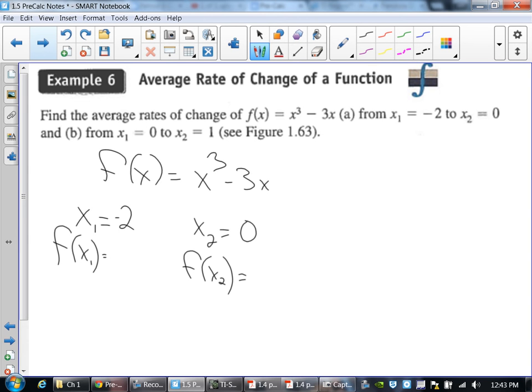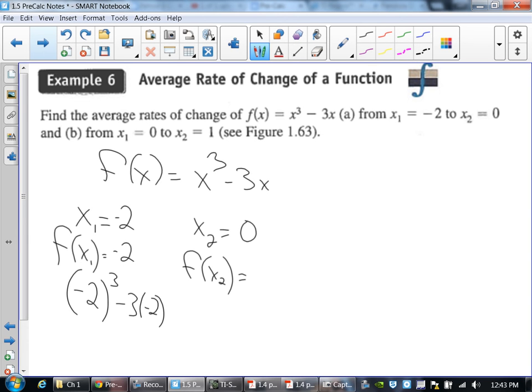Okay. So what this is telling you to do then is just substitute in, direct substitution, guys. What is negative 2 cubed minus 3 times negative 2? Negative 2 cubed is negative 8. Throw parentheses around it, guys. So you have negative 8 plus 6. So what do you get? Negative 8 plus 6 is negative 2.